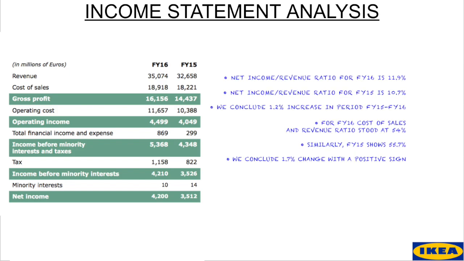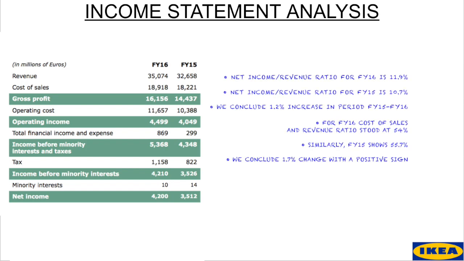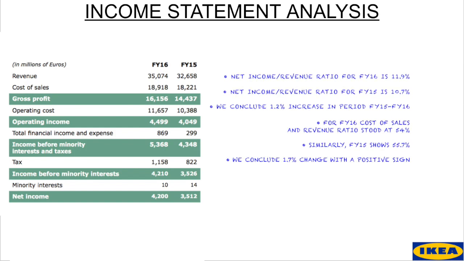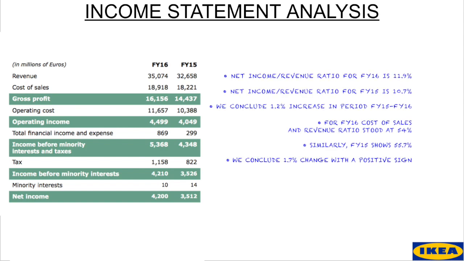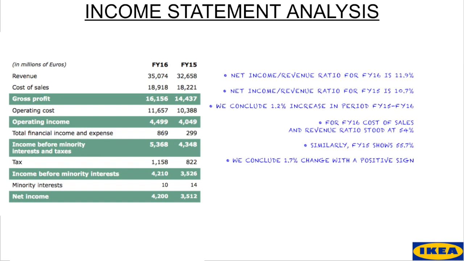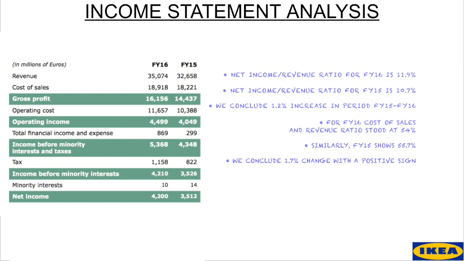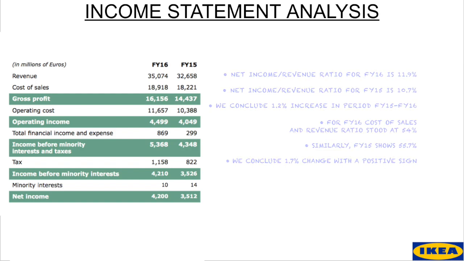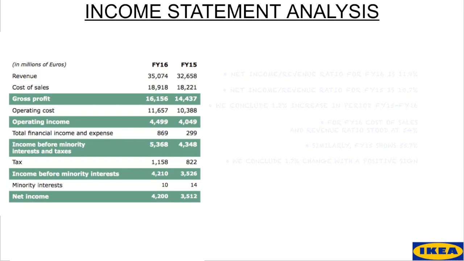In 2016, the revenue was 35,074 millions of euros. The net income was 4,200 millions of euros. This means that 11.9% of total revenue ends up as a profit. If we look at costs of sales and total revenues, we see that the cost of sales present 54% of total income of IKEA. We conclude that IKEA had 1.2% increase in net income over revenue ratio and 1.7% decrease in total costs over revenue ratio.